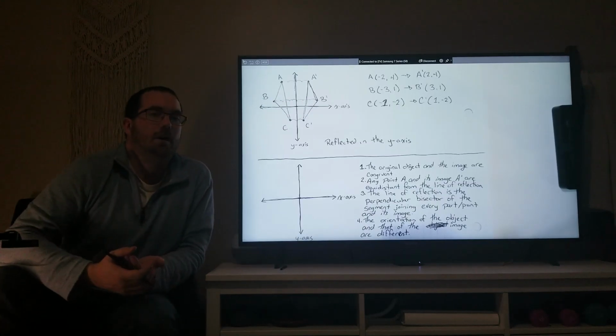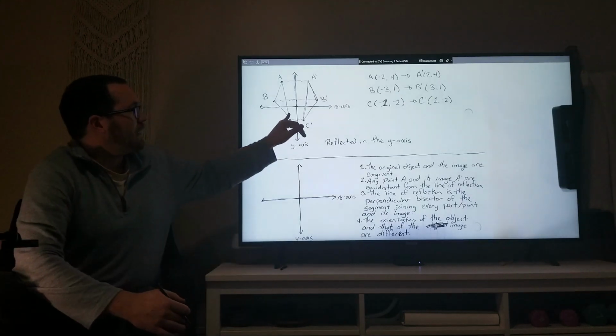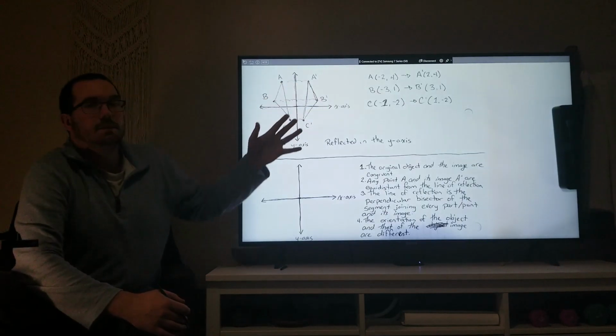If you remember back from our very first video, we talked about something is congruent if it has the same angles, and these ones have the same angles and the same side lengths.